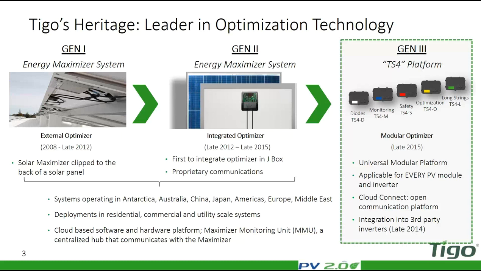With these first generations, we accumulated a lot of knowledge. We have systems operating worldwide, over 22,000 systems, and over 1.2 million units shipped worldwide, giving us a lot of information about how PV modules behave, how they actually perform, which led us to developing Gen 3.